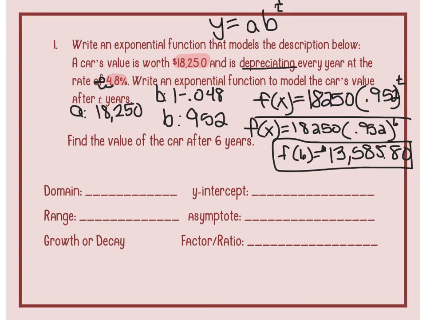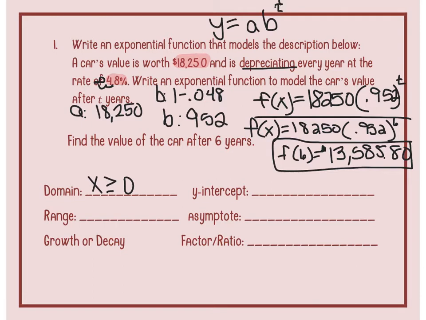Okay, now we have these questions. It's the key features of this exponential. So domain, we're not going to graph this. I want us to think about it and use some critical thinking. What possible x value can I have? What possible t value? So how many years old could this car be? X can be any number that's greater than or equal to 0. Okay, so when you buy a new car, it is 0 years old. But this car can be 1, 2, 3, 4, 5.